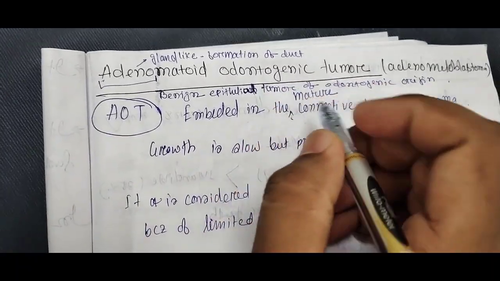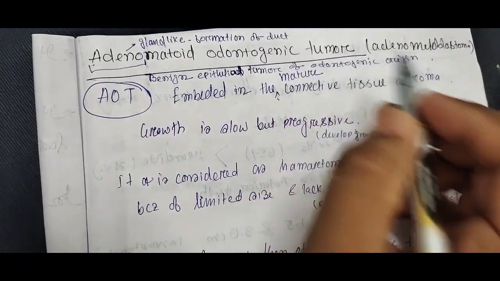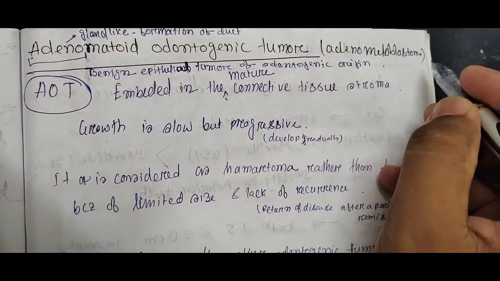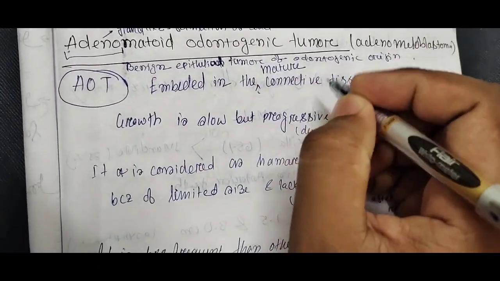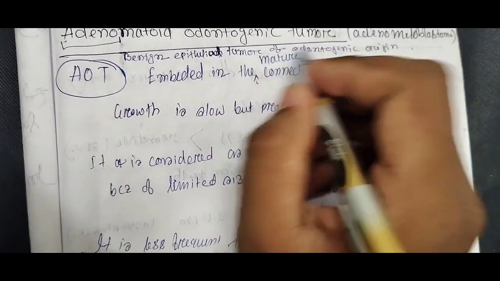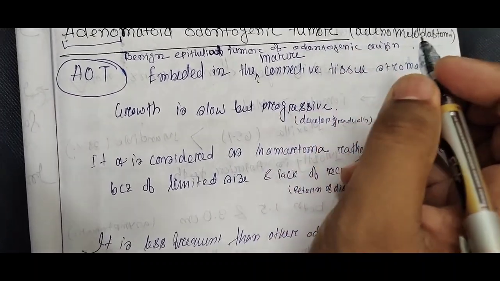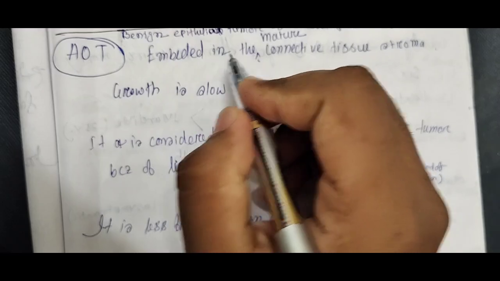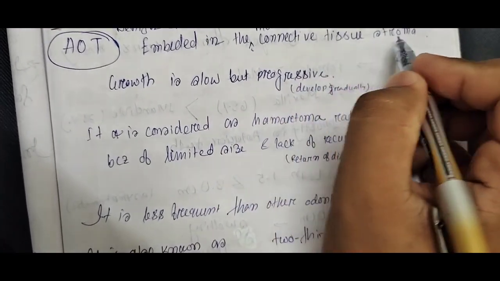Now discussing the adenomatoid odontogenic tumor, also called adenoameloblastoma. This is a benign tumor. It's a benign epithelial tumor of odontogenic origin. It is embedded in the mesenchymal connective tissue stroma.